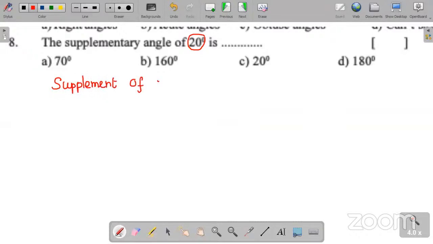Supplement of 20 degrees. So what is your answer? Very good, Nana. Okay, don't worry. Mathematics is no problem, either Telugu or English. So 180 minus 20 degrees, you get 160 degrees. So from 180 subtract 20, you get the supplement of 20 degrees. B is the right answer.